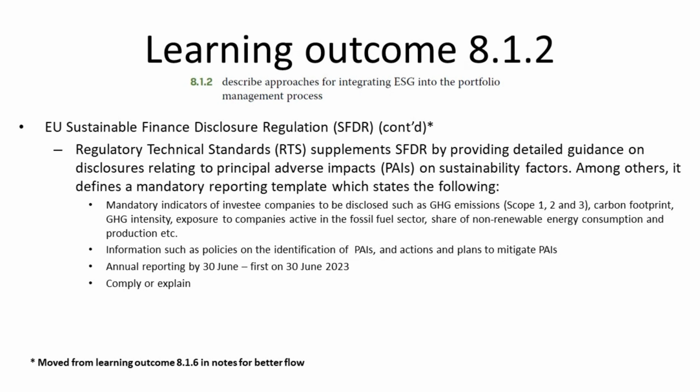Mandatory indicators of invested companies to be disclosed, such as greenhouse gas emissions, scope 1, 2, and 3, carbon footprint, greenhouse gas intensity, exposure to companies active in the fossil fuel sector, share of non-renewable energy consumption and production, etc. And information such as policies on the identification of PAIs and actions and plans to mitigate PAIs. The frequency is annual, and the party should report by the 30th of June, so the first report actually happened on 30th of June 2023.